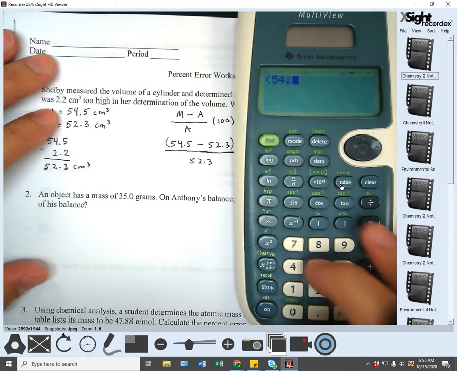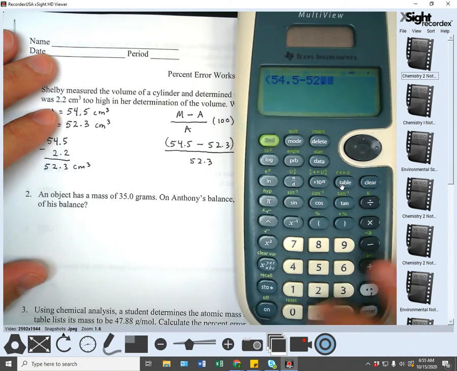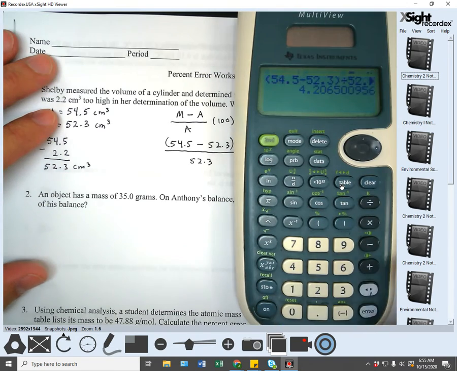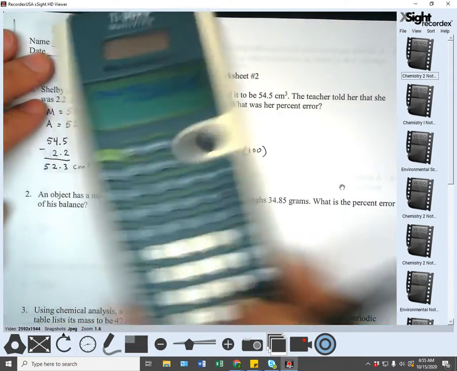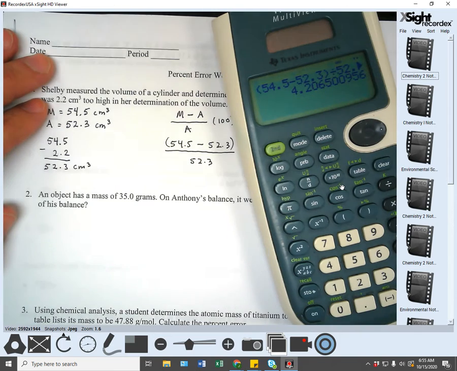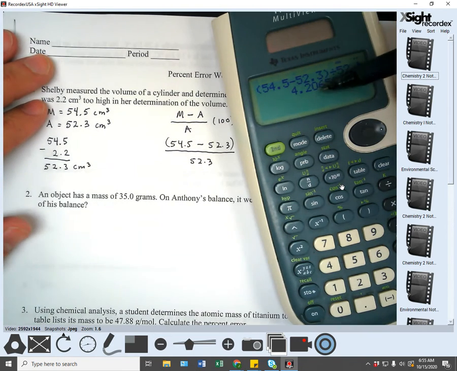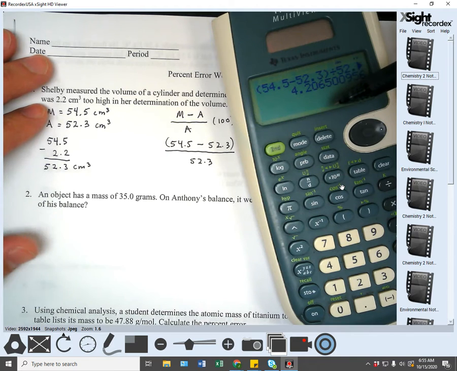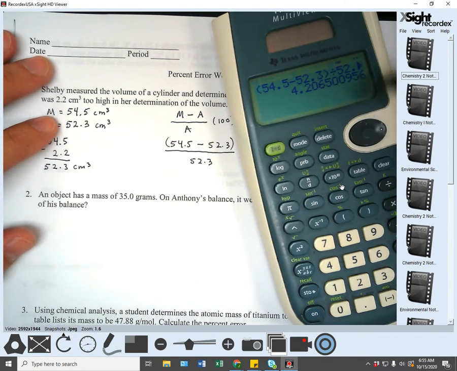So 54.5 minus 52.3, end parenthesis, then divided by 52.3 times 100. We get this. Okay, now I want you guys to take your percentages to at least one decimal place. You could go to 2 or whatever. If it's a small percentage like 0.00 something, don't put 0.0. Make sure you go out to a few non-zero digits at least.